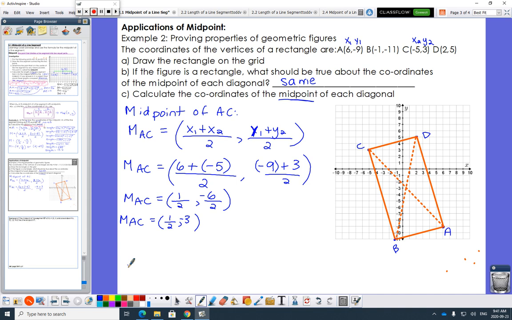Now, if you like your notes to be colorful, pick another color, okay? And then we're going to do BD, and label B and D, x1, y1, x2, y2, to help you, because now we're going to do this line. What's the midpoint? And remember, it should be the same as this. So we're trying to prove that, right, mathematically.